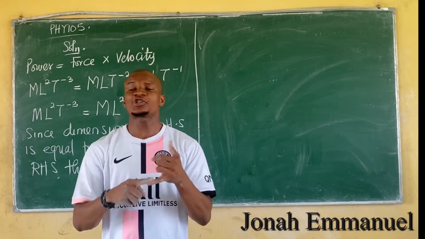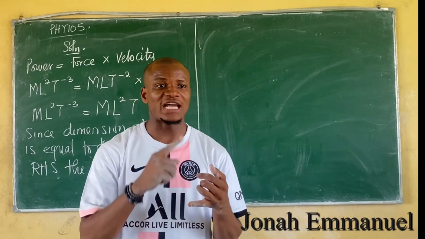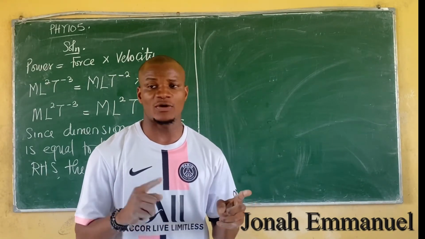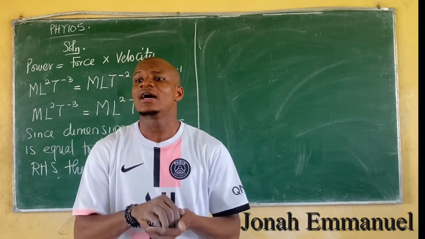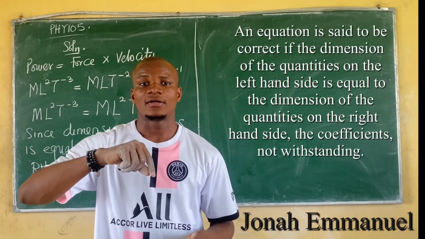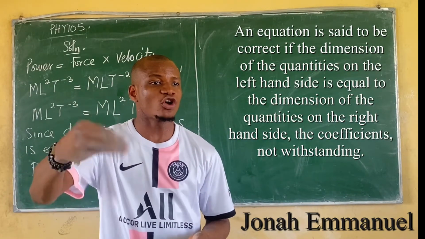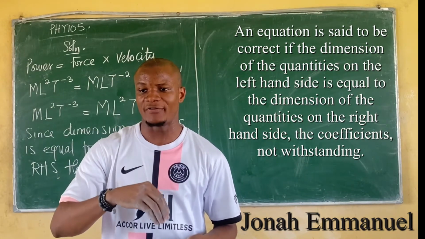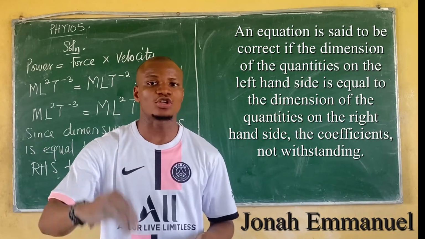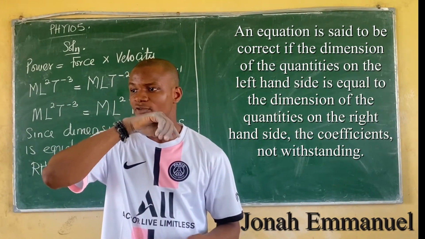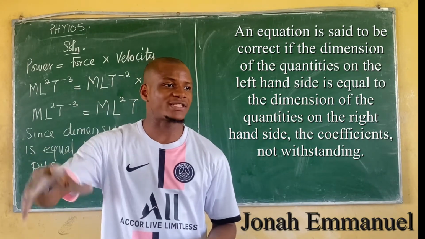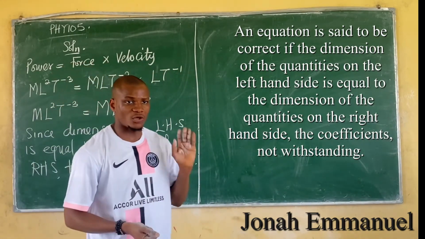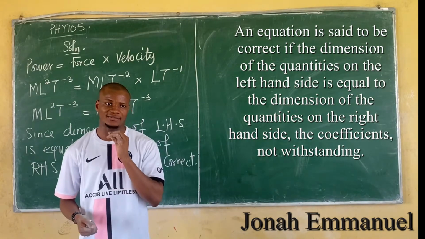I said an equation is said to be correct if what there? The dimension of what? Left hand side equals what there? Dimension of what? Add this one there: the coefficient notwithstanding. Very important. The coefficient notwithstanding. Full stop.